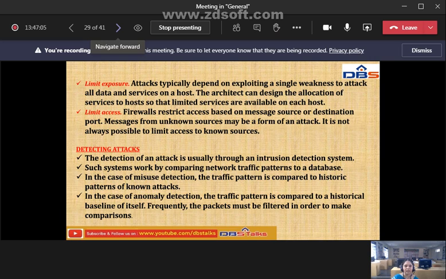So, based on that traffic pattern, it will identify the attacks and store the transaction information, which is recorded into the particular database. That is the meaning of it.